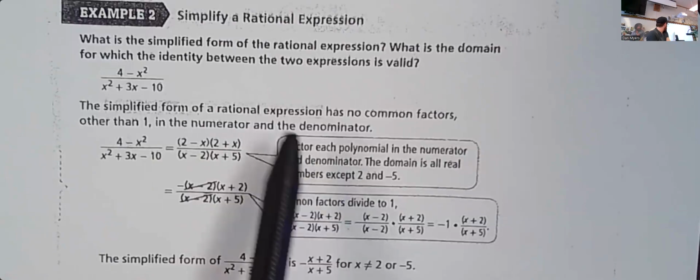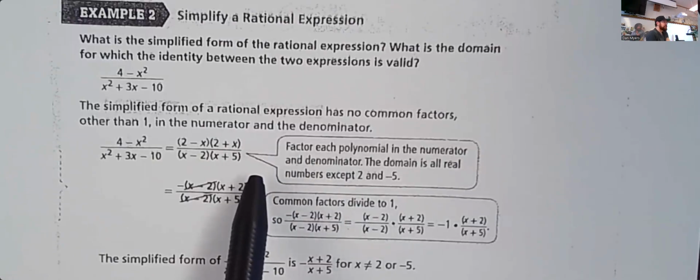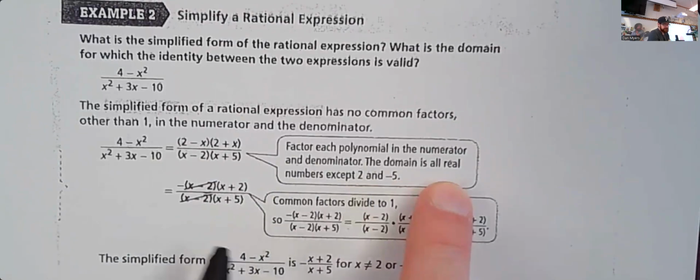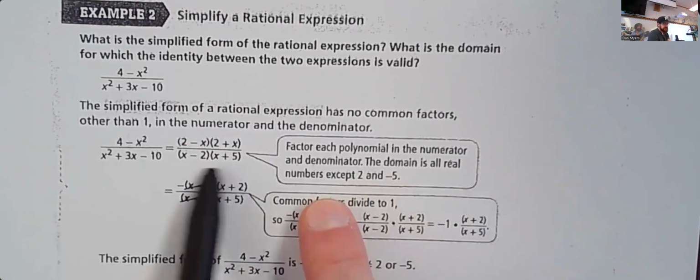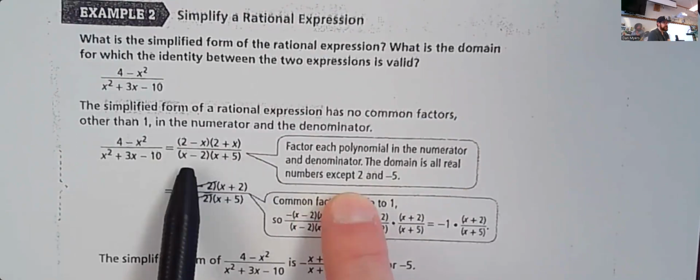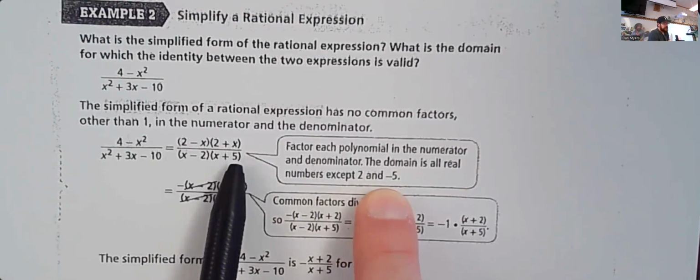It's not always going to be binomial times a binomial, but you will try to factor it into its simplest factored form on the numerator and the denominator. Once you do that, the domain is going to be all real numbers except for these two values for which x equals 0 on the denominator, which would be 2 and negative 5.